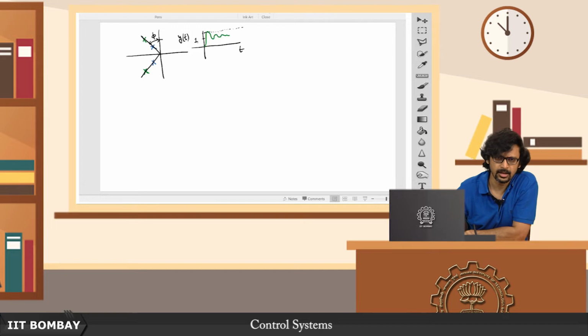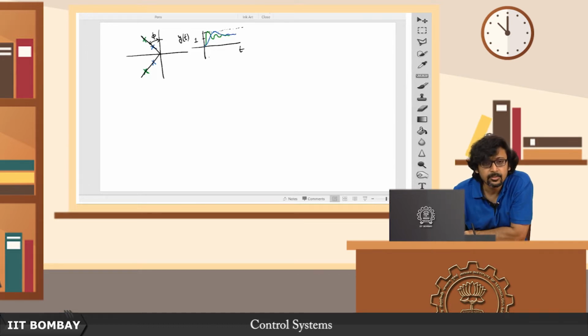Okay? If that is the green system, of course the blue system should also attain the same value of peak by virtue of the fact that they both share the same value of zeta. But the blue system will attain its peak later, because the imaginary part is smaller. So if I am to draw the blue system here, that is probably what the step response of the blue system is going to look like.